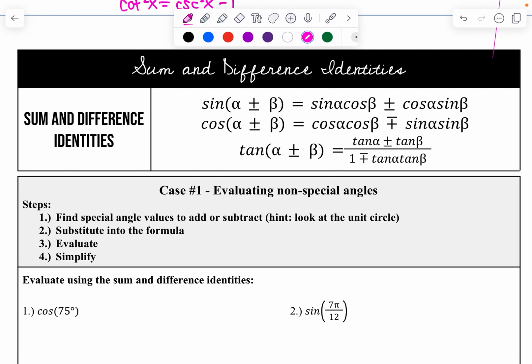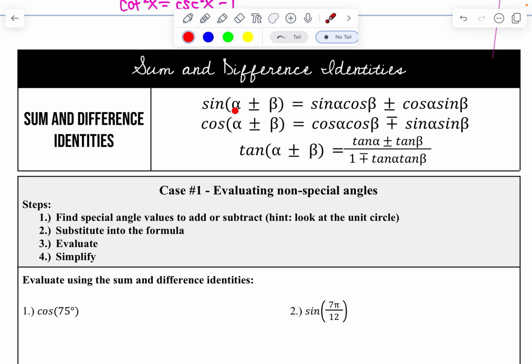All right, next we're going to take a look at the sum and difference identities. These allow us to evaluate for angles that don't fit into our special right triangles, I should say. So if we need to find cosine of, let's say, 75 degrees, we can use these formulas to split up the 75 as 30 degrees plus 45 degrees, two angles that do work for our special right triangles. And so these formulas allow us to do that.